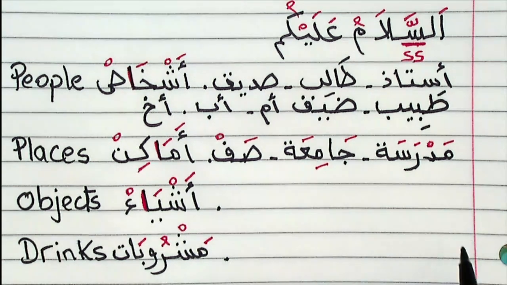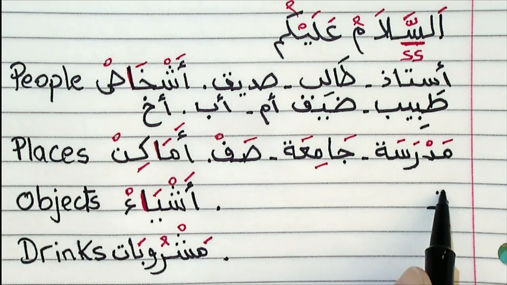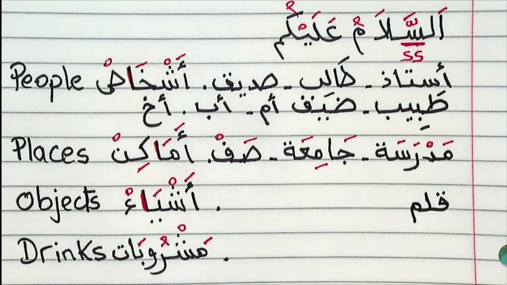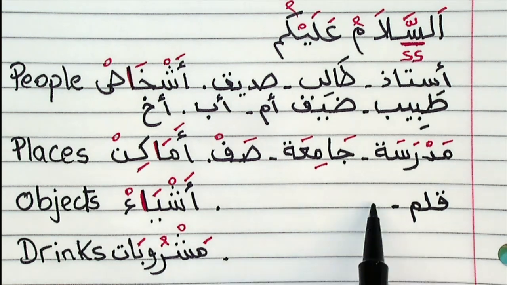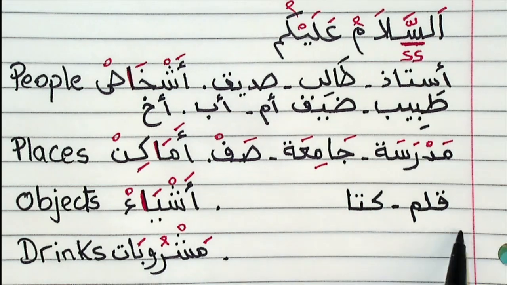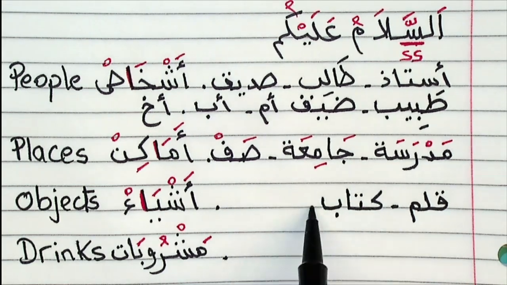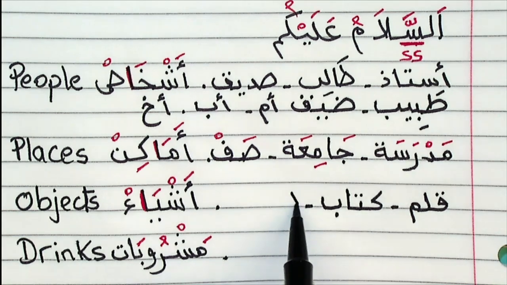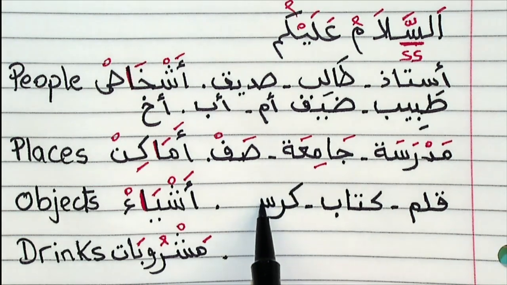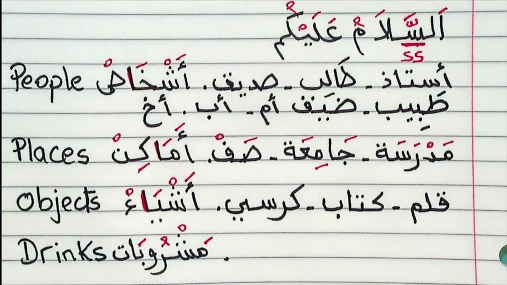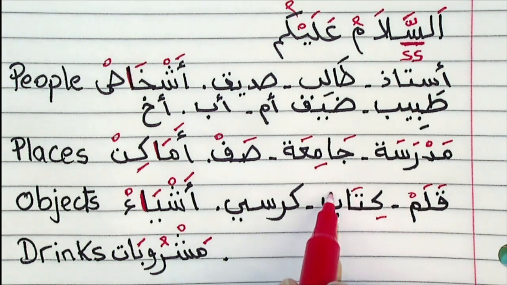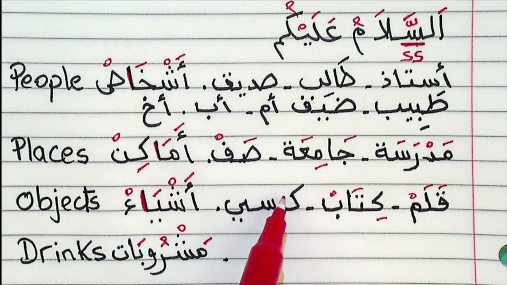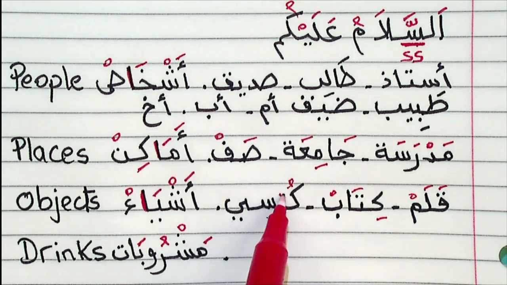Ashya. Qalam for pen, kitab for book, kursi. So, qalam, kitab, kursi.